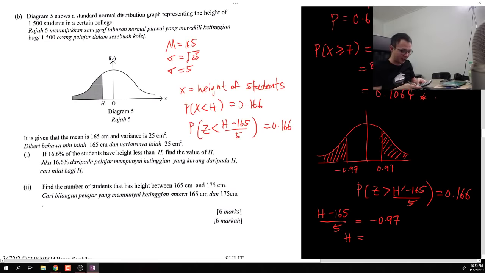Negative 0.97 multiplied by 5 plus 165. So my result is 160.15. Alright, then we have solved part 1.